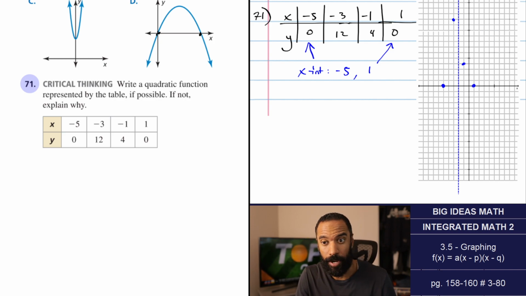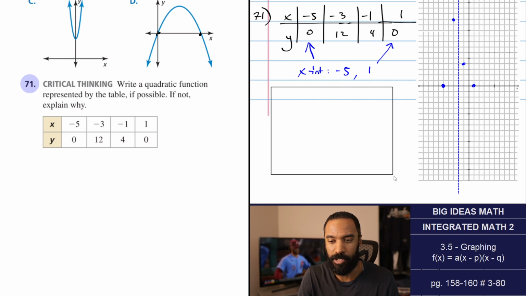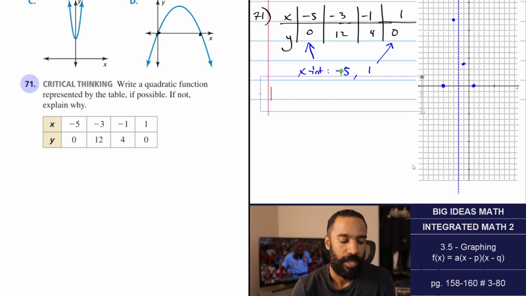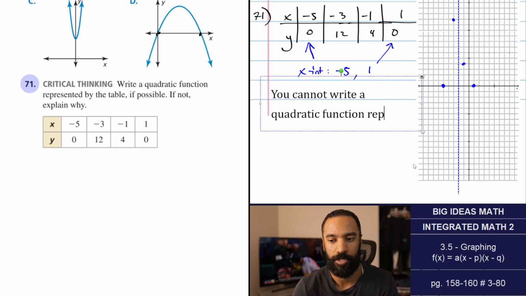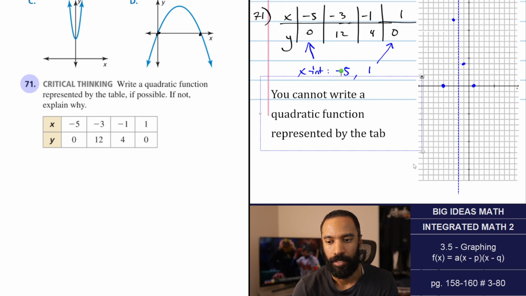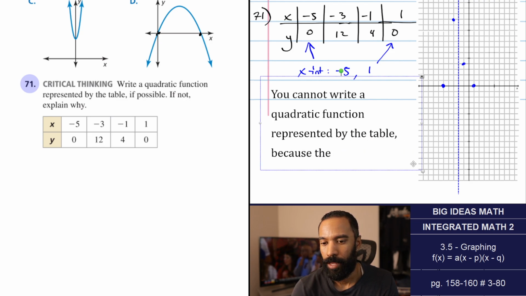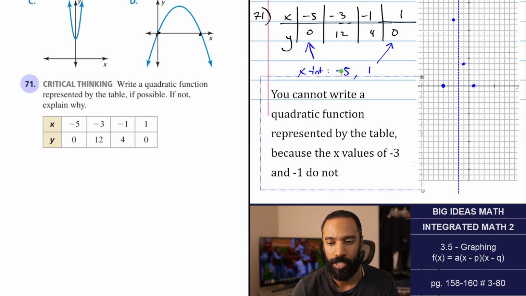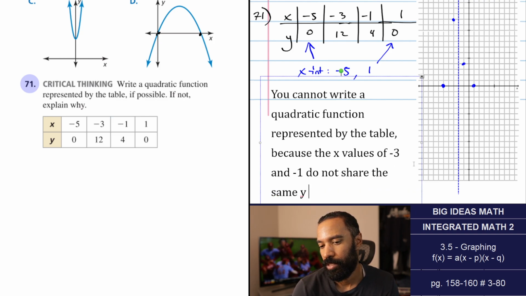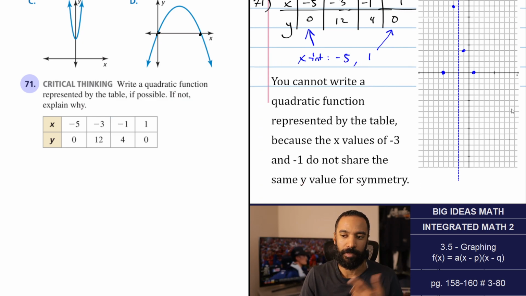This cannot be. You cannot write a quadratic function based on this table here on number 71. So I'm not going to. Explain why. I cannot write a quadratic function represented by the table because the points -3, 12 and -1, 4, the x values of -3 and -1, do not share the same y value, for purposes of symmetry, right?